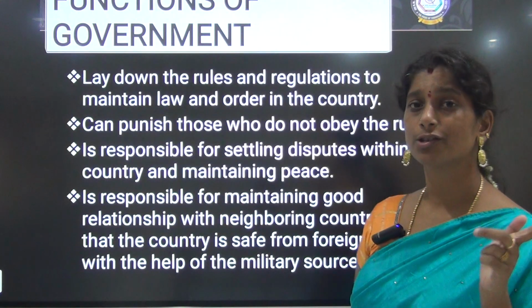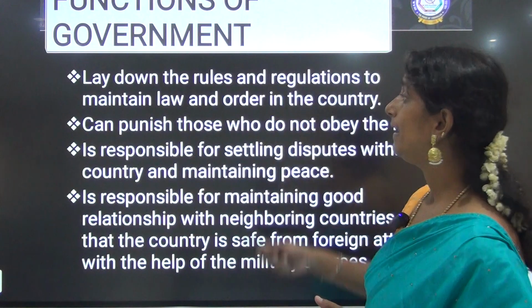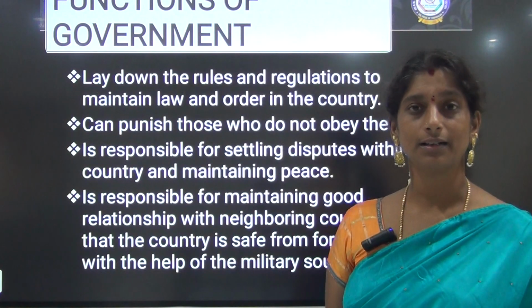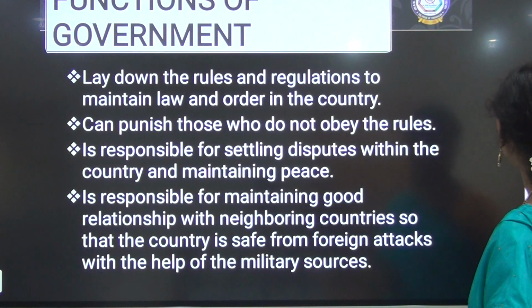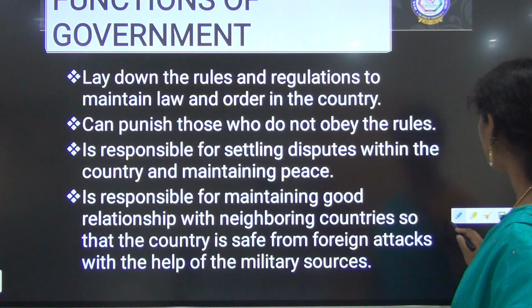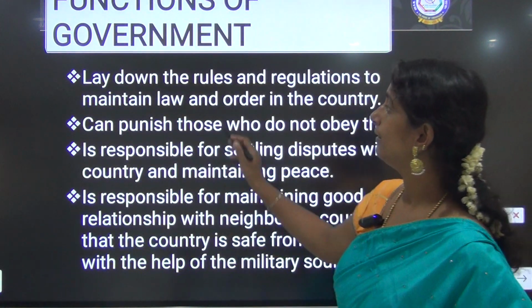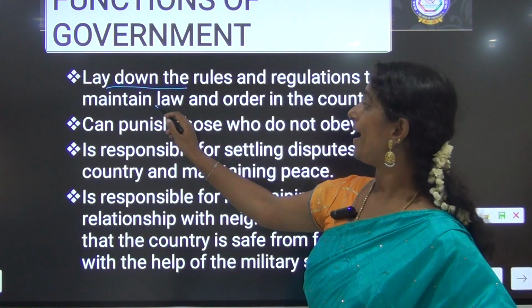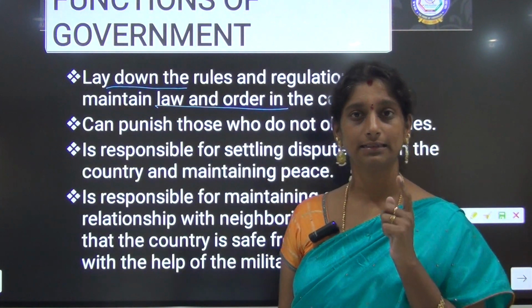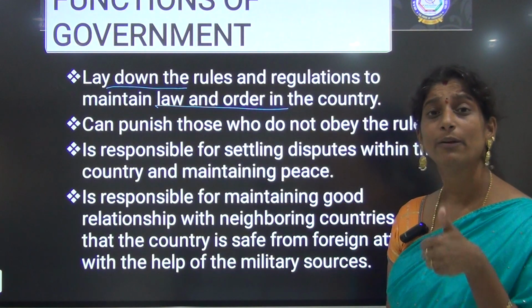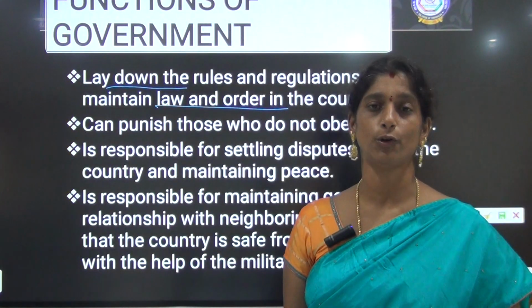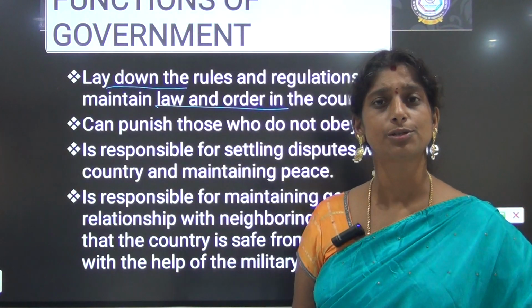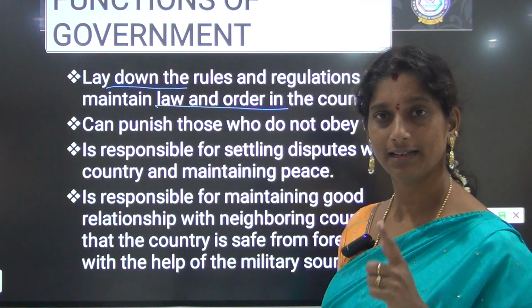The first and foremost function of the government is to lay down the rules and regulations to maintain the law and order in the country. See, the government has to make sure that the rules are being followed by everyone. They have to lay down the rules and regulations and they have to maintain the law and order in the country. Clear? And they can very well punish the people who do not follow the law. Clear? So, whoever does not obey the rules of the country, they can very well be punished by the government.